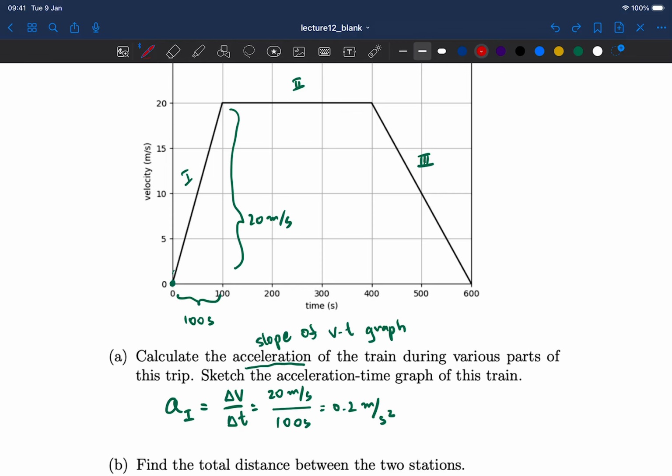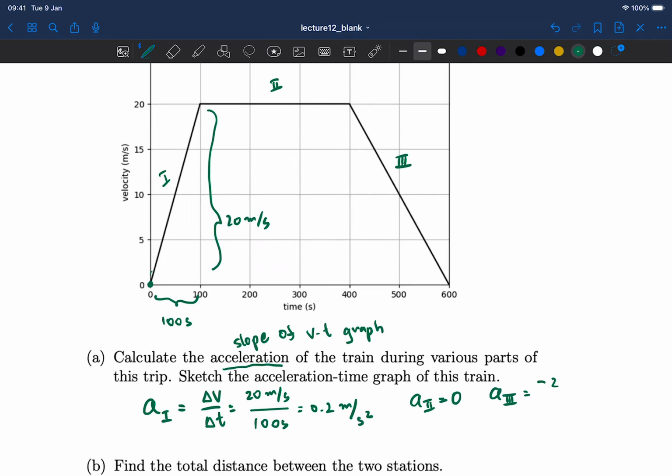And then the second part, there's no change in the velocity. So acceleration is 0. That's probably the easiest part. So A2 is 0. Now A3 is the same kind of calculation as A1. So we calculate this triangle here. Except that you can see that the acceleration must be negative because the slope is going down, the velocity is decreasing.